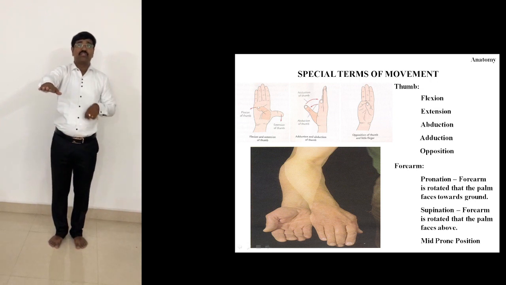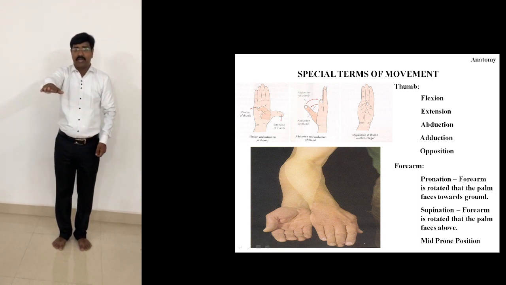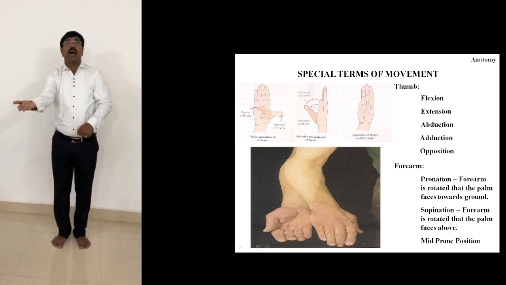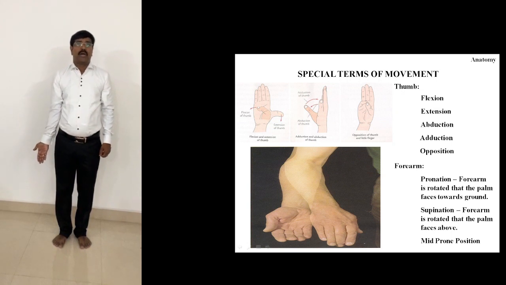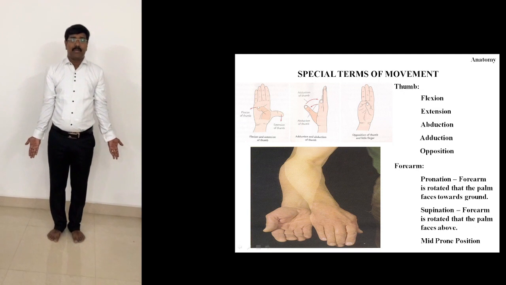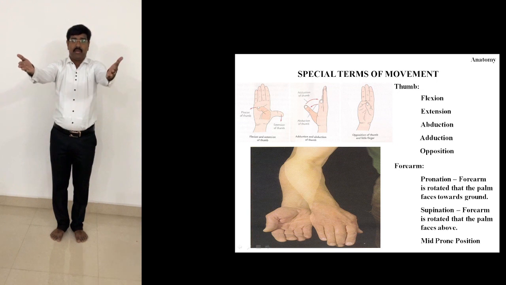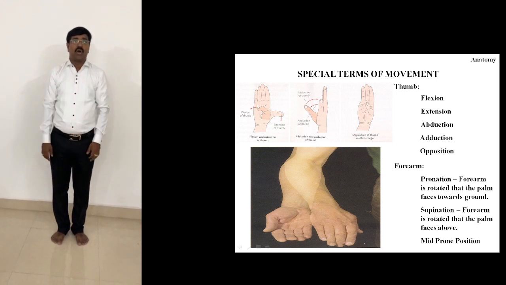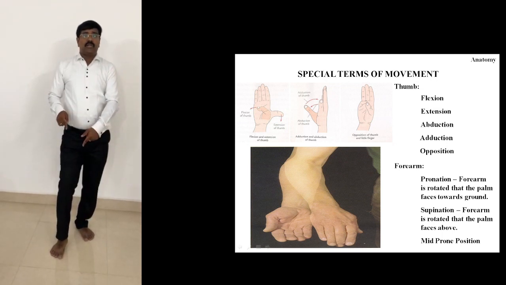The definition of supination is that the forearm is rotated. Now I am rotating the palm and the palm is now facing above. So this is called supination. Now I am standing in my anatomical position. So indirectly they are in what? Supine position. Now I am doing my pronation, palm facing downwards, and palm facing upwards for the forearm is called supination.